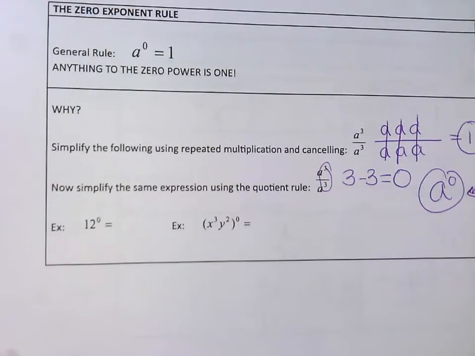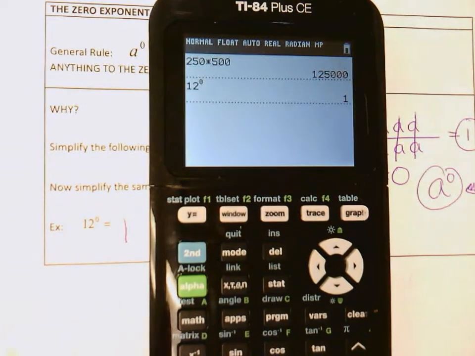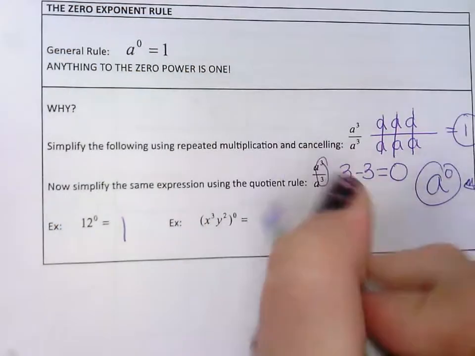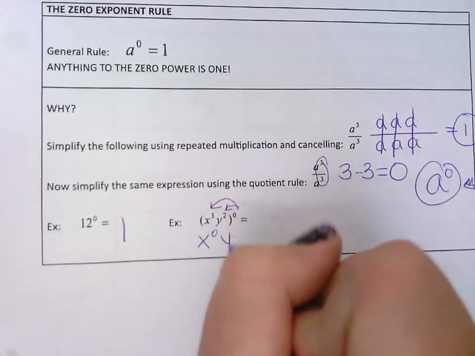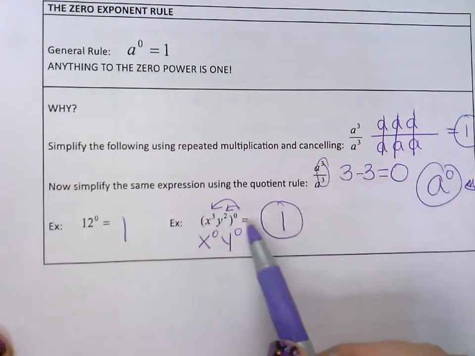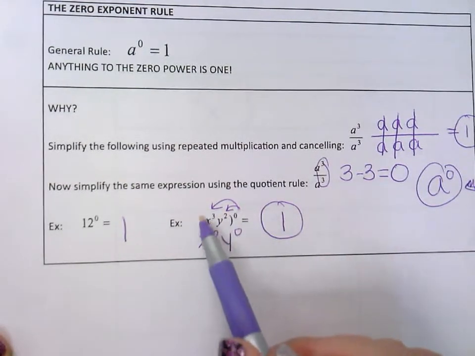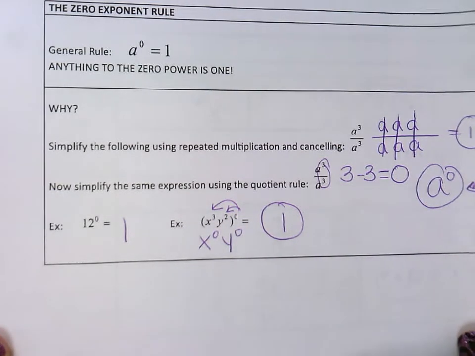So in this example, just 12 to the 0 power is 1. You could try it on your calculator. 12 to the 0 power is 1. And the distributive property, right? You'd have x to the 0 power, y to the 0 power, which is 1 times 1. I don't even have to do that step of distributing, because the whole parenthesis is raised to the 0 power, it's going to give me an answer of 1.